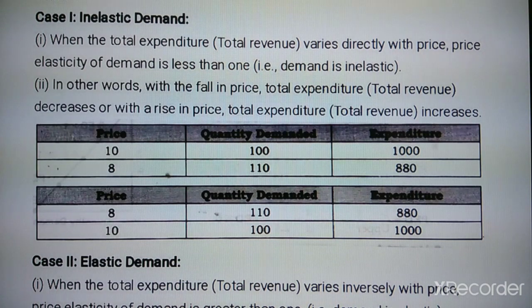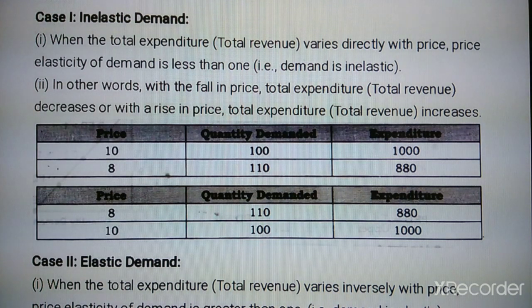Inelastic demand. Or the other possibility is, suppose the price is 8 and quantity demanded is 110. So how much is the total expenditure? 880 rupees. Now when the price has increased from rupees 8 to 10, the quantity demanded will decrease, because with increase in price, quantity demanded decreases. So how much is the total expenditure now? 1000 rupees, right? Now here with increase in price, the expenditure is increasing, right? So this again indicates what? Inelastic demand, right?